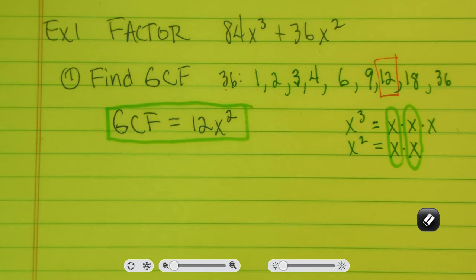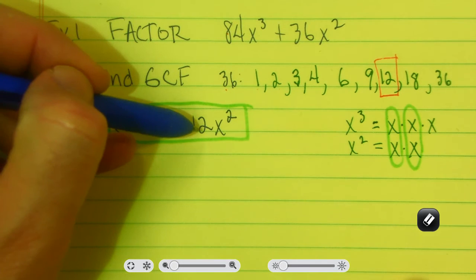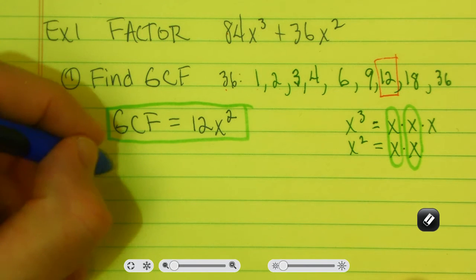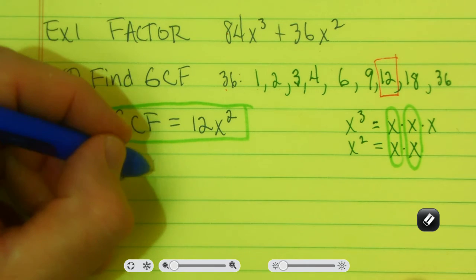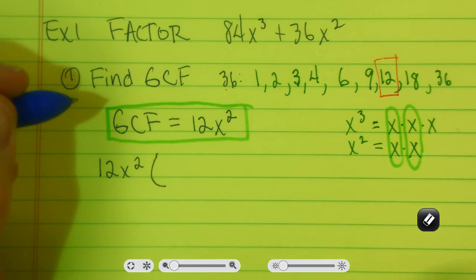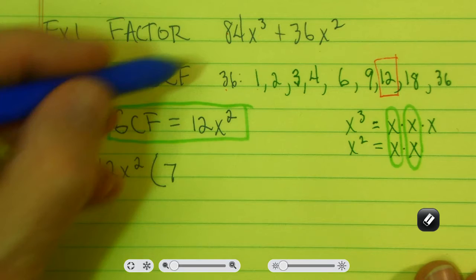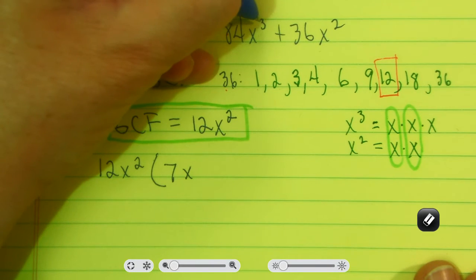Now I'm going to go back and rewrite it in factored form. In other words, I'm going to take 84 and divide it by 12, and that is 7. Okay, so I'm going to write my greatest common factor out front. Remember, I'm kind of doing the opposite of distributing, so I'm undoing it. And so 12 times 7 is 84. X squared times x would be x to the third.